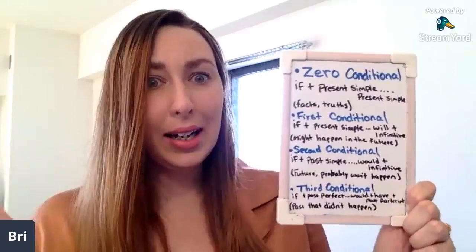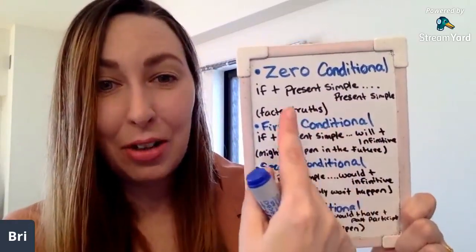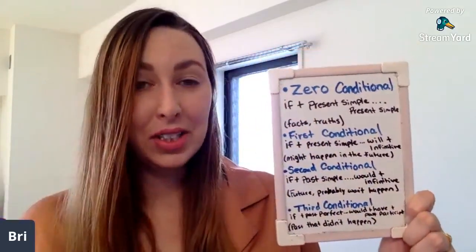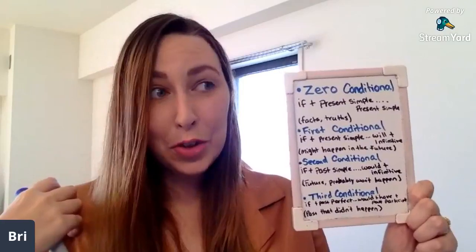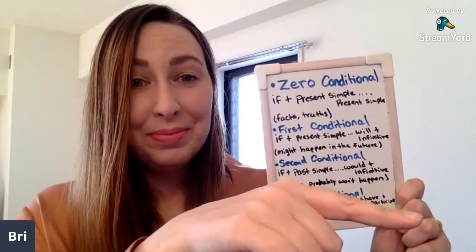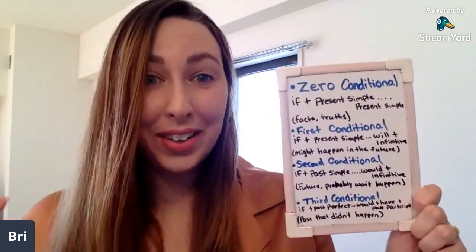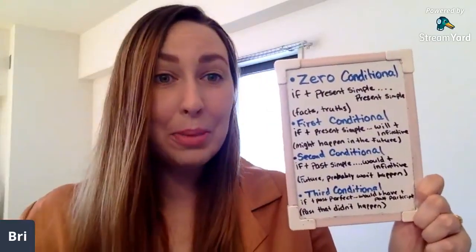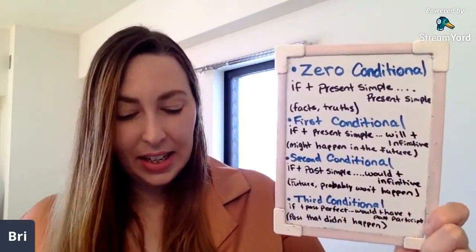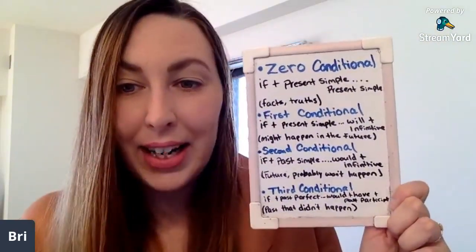For example, by the way, I think I mentioned in our zero conditional lesson, you can use if or when for zero conditional. So for example, if you put your finger in the fire, it hurts, right? Or you could say, when you put your finger in the fire, it hurts, okay?